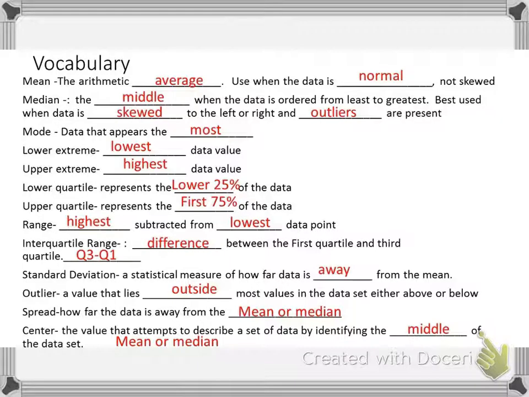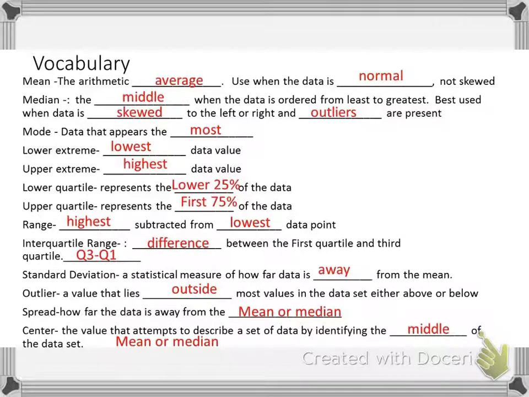So we have the mean, which you've talked about before in other grades. It's the arithmetic average, used when the data is normal, not skewed, and we'll talk about that later, and what that means. Next, the median. Of course, the median is the middle, and you are going to use it when the data is skewed. Again, we'll talk about that later. And if any outliers are present, we'll talk about outliers later also.